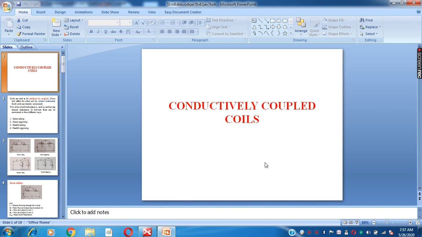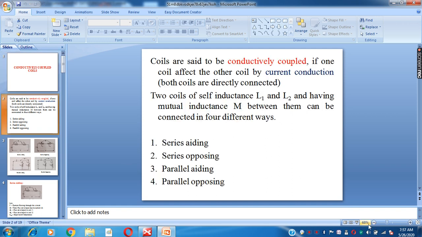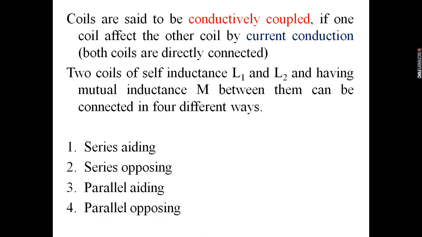And conductively coupled coils are ones in which they have direct contact or connection. Coils are said to be conductively coupled if one coil affects the other by current conduction, or simply we can say they are connected directly. Let us assume two coils, coil 1 with self inductance L1 and coil 2 with self inductance L2, and having mutual inductance.